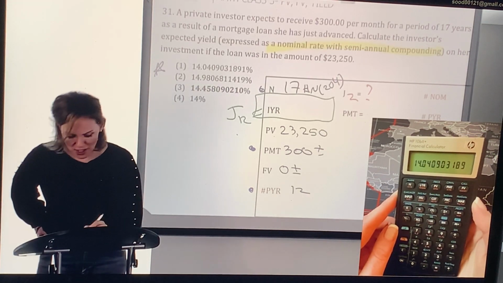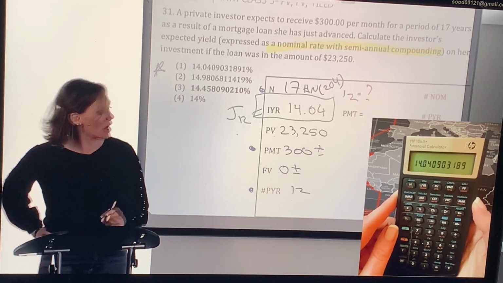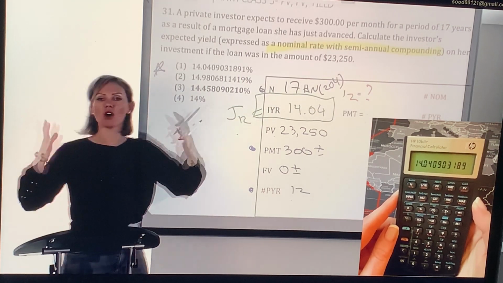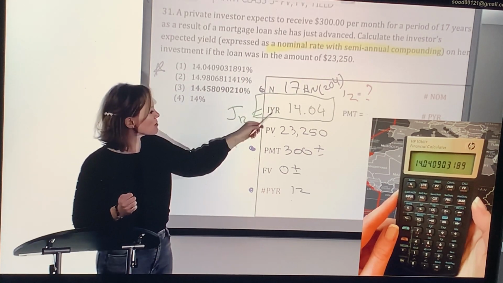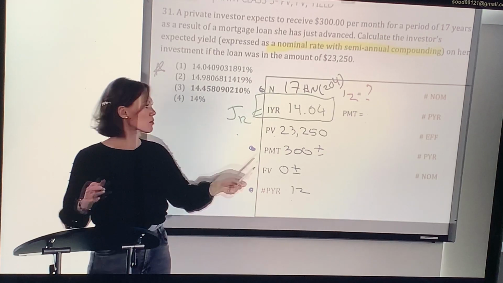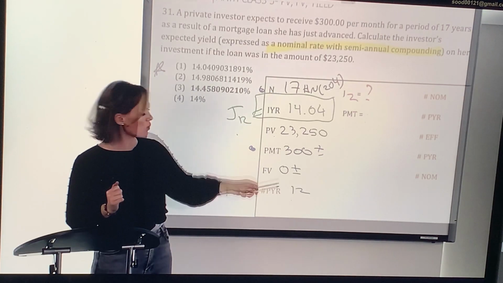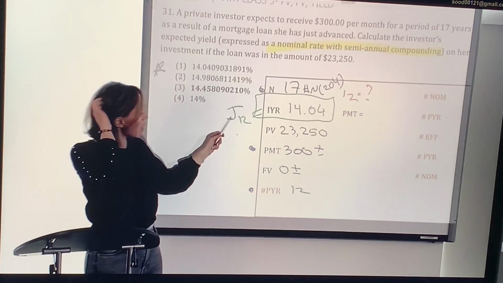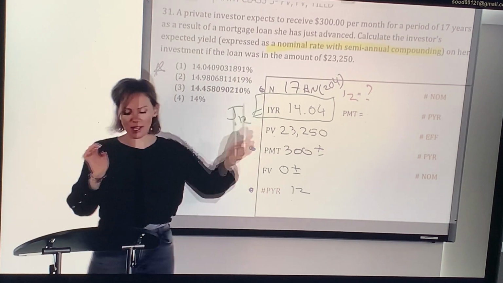I got 14.04, blah, blah, blah. So what is this 14.04? That is a nominal rate. How do you know if it's nominal? Because whatever you find in this button, it's in percent per year. So that is a big number. And that is a J12. How do you know if it's J12? Look back at your PYR. If you have PYR 12, that will come up as a J12 equals 14.04.